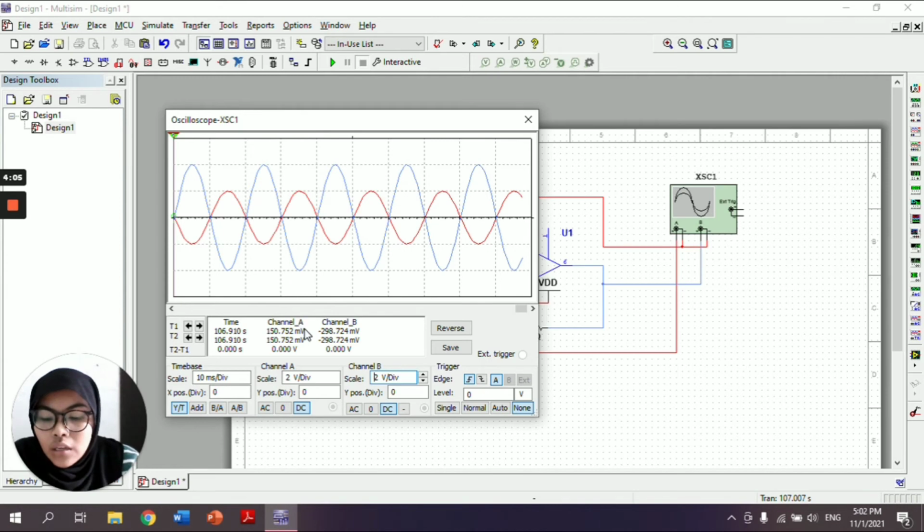The output signal, the blue line, is inverted because of the effect of the inverting amplifier. The peak for the input signal is 2 volt, while the output is 4 volt. And the signal frequency for this circuit is unaffected.